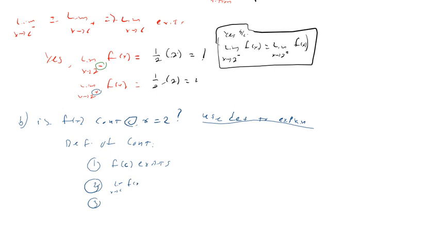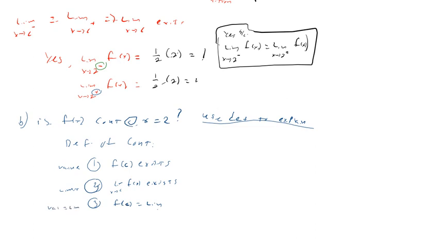So the value exists. The limit exists. And what's the last thing? The last piece for continuity is that they have to be equal. f of c has to equal the limit. So the value has to equal the limit. Our 3 pieces for continuity: we have to have a point, we have to have a limit, and they have to match.